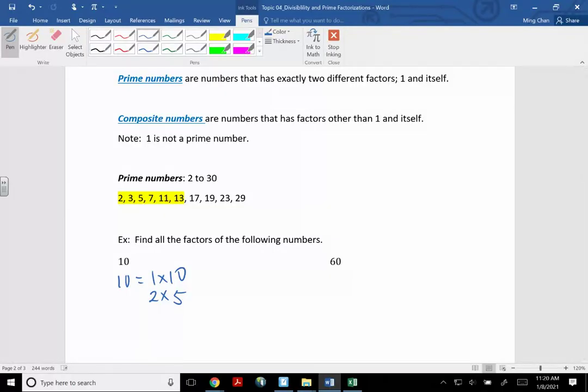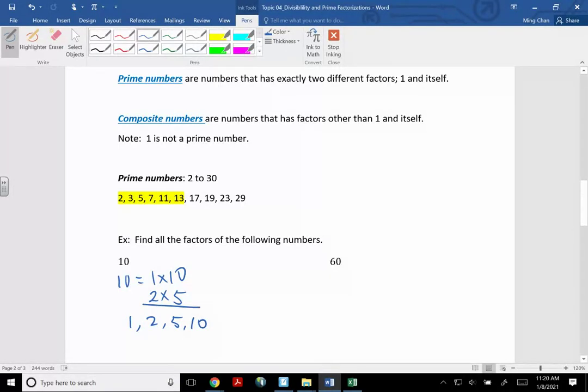All right. 4. Nope. 5. Yes. 5 times 2 is 10. Since I already wrote 5, that's it. So all the factors of 10 are going to be 1, 2, 5, and 10.